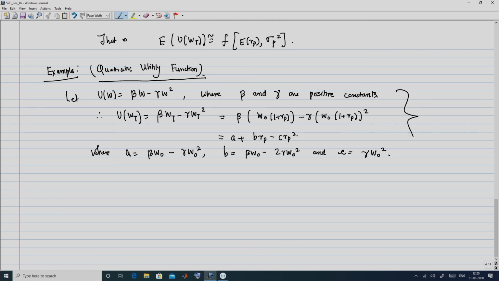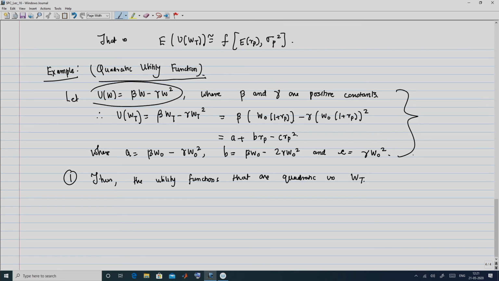So, from this context we can conclude the following. I will make 2 points here. So, thus the utility functions that are quadratic in W t, that means if I consider the quadratic utility function, then they are also quadratic in R p. So, this term here.